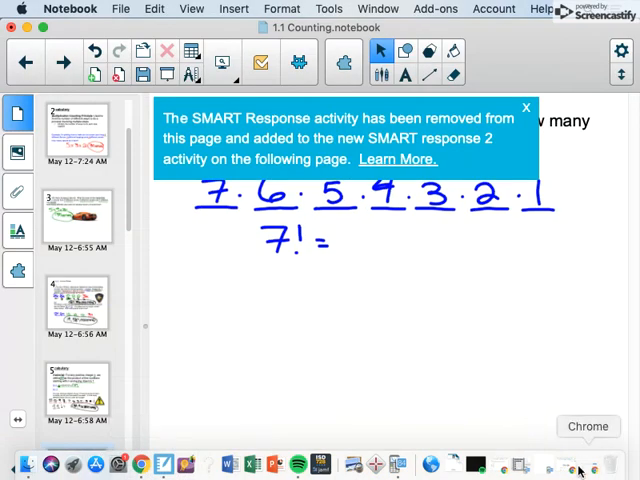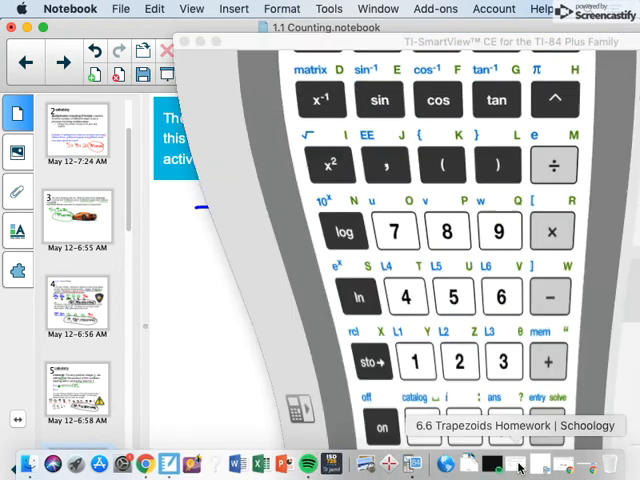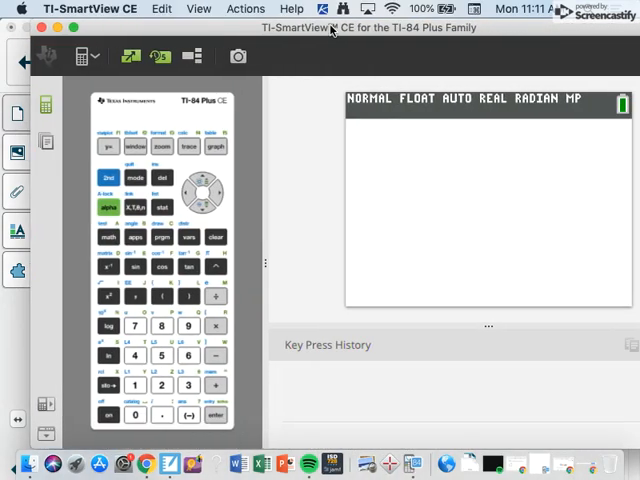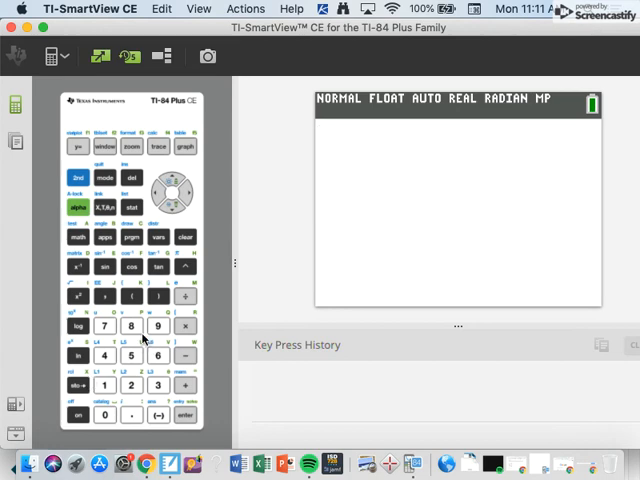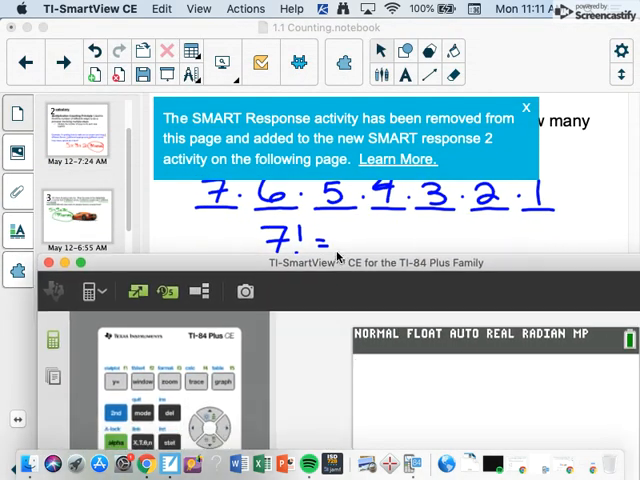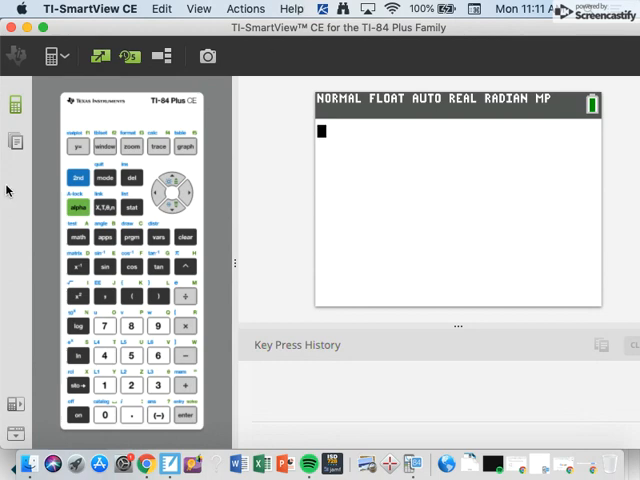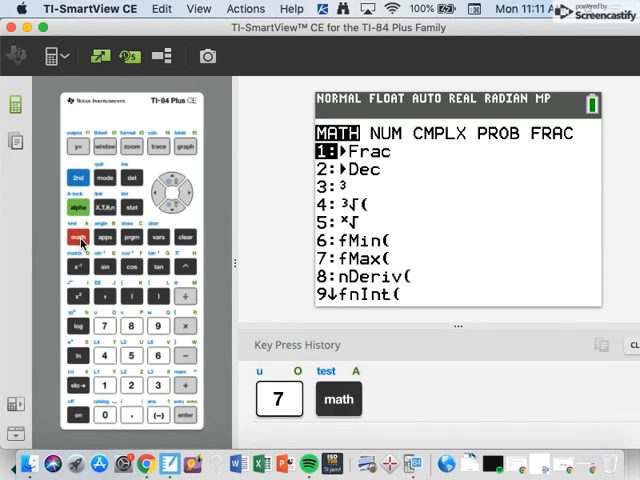So if we look here, pull up my calculator. So looking at my calculator here, we have this math button. We're going to use that. But what I want us to do first, our problem dealt with 7. So we're going to type in the number 7 first. Then what you're going to do, you hit math.